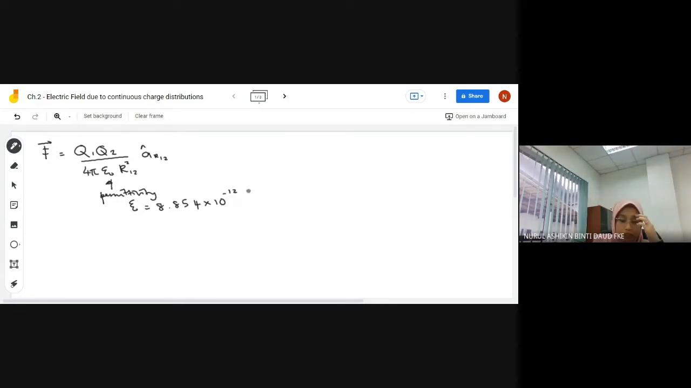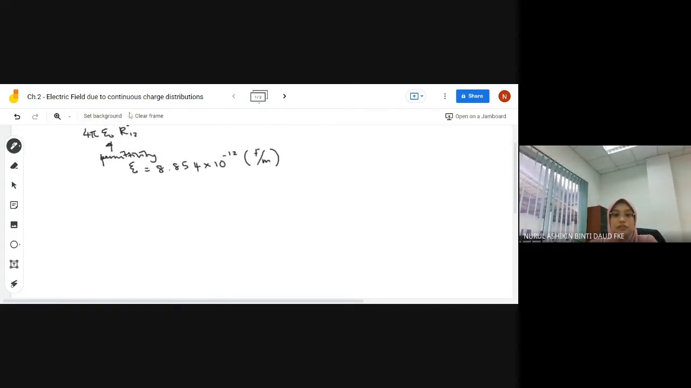By right, I know I should, but I hope that you already found the unit for this permittivity, which is farad per meter. So this is just a revision from the previous one. All right, let's continue, which is electric field due to continuous charge distribution.